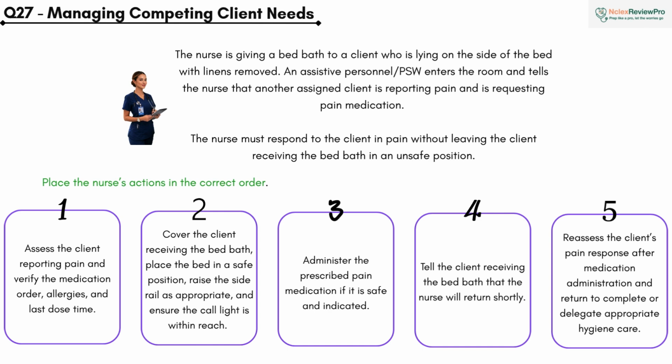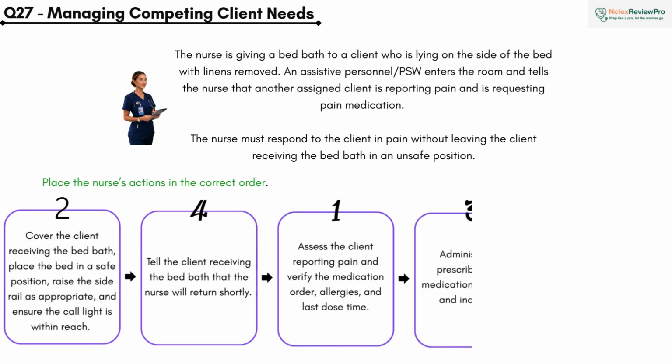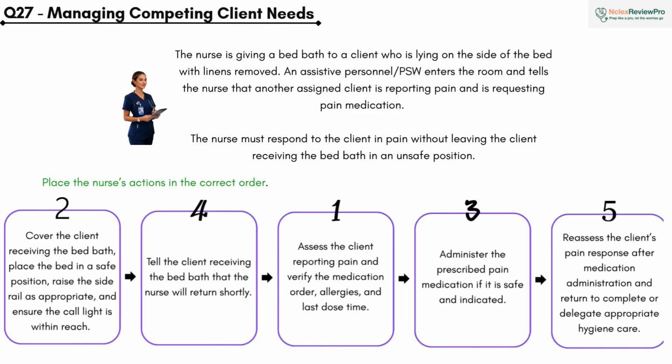The correct order is 2, 4, 1, 3, 5. So the sequence of action is: cover the client receiving the bed bath, place the bed in a safe position, raise the side rail as appropriate, and ensure the call light is within reach. Tell the client receiving the bed bath that the nurse will return shortly. Assess the client reporting pain and verify the medication order, allergies, and last dose time. Administer the prescribed pain medication if it is safe and indicated. Then reassess the client's pain response after medication administration and return to complete or delegate appropriate hygiene care.